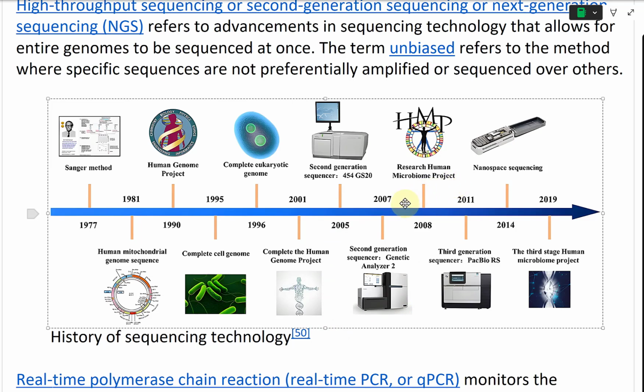And there's a research human microbiome project. There's all the microorganisms in the body. And then there's a third generation sequencer, PacBio-RS. There's a nanospace sequencing. And there's a third stage human microbiome project. Again, this is getting pretty advanced stuff.